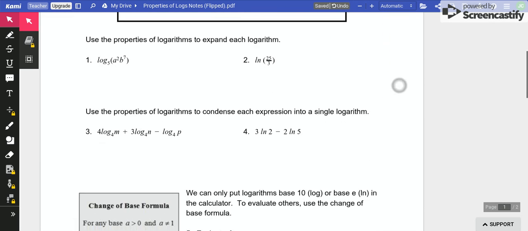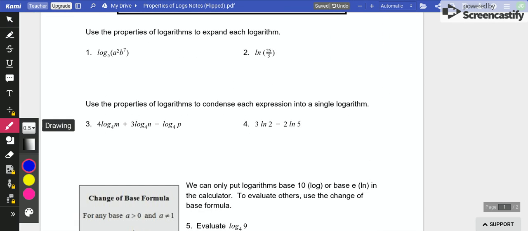So we're going to use these properties to expand each logarithm. So we want to break it apart and spread it out. So right now we have multiplication here, so we can separate that into addition. So this is going to be log base 5 of a squared plus log base 5 of b to the 7th. So multiplication can be turned into addition. Then we can also use the down and front property to bring that 2 down and to bring that 7 down. So this becomes 2 log base 5 of a plus 7 log base 5 of b.